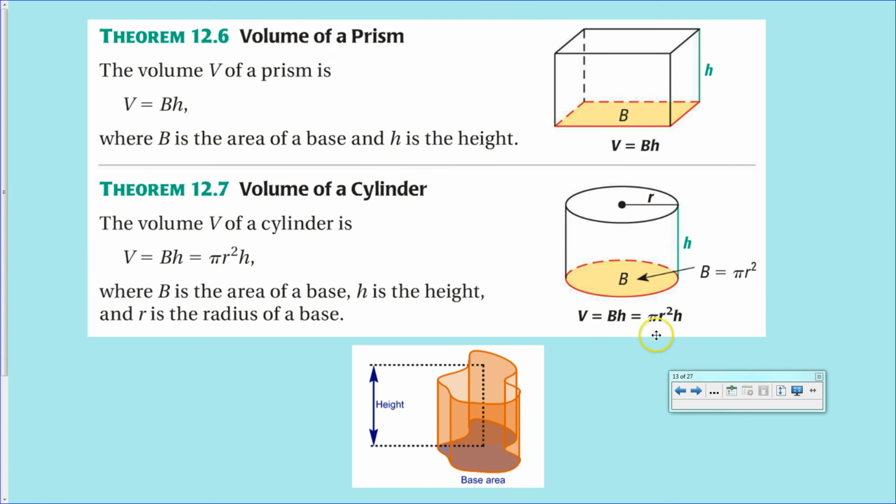And for a cylinder, same thing, the volume is the area of the base, but this time the area of the base is pi r squared. So whatever shape the base is, find the area of it, and then just multiply by how tall it is. Again, you can do that with irregular shapes. This is the general idea.